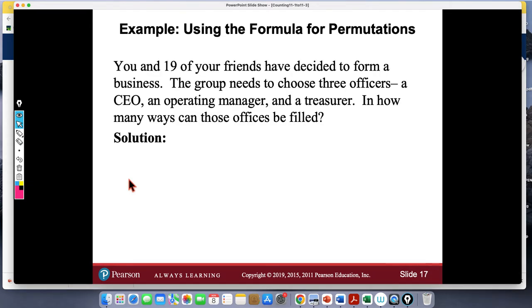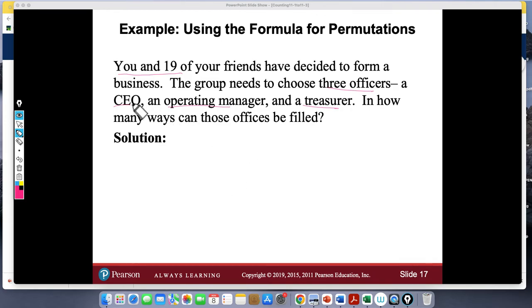Okay, so we'll walk through this kind of as if we were doing this. You and 19 of your friends have decided to form a business. The group needs to choose 3 officers: a CEO, an operating manager, and a treasurer. So if we choose 3 of these, is the order that we choose them in going to be important? Is that going to make a difference?